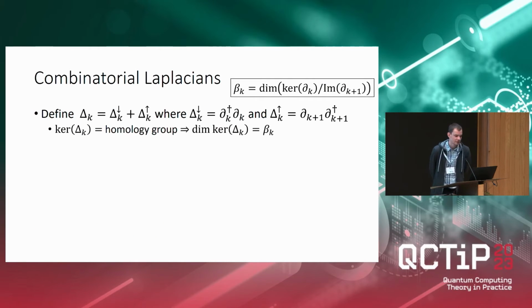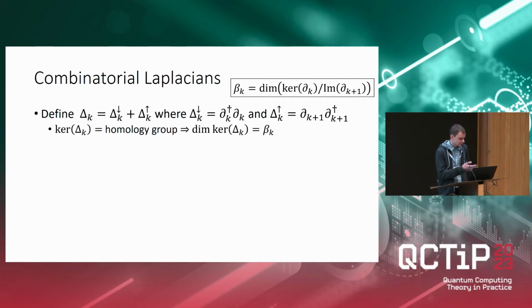Another useful and important object or operator for us is the combinatorial Laplacian that we can define this way. So we have this down operator and the up operator. The down operator is defined by the k boundary operator and the up operator by the k plus 1. And so we can see, if we look at it a little bit, that the kernel of the combinatorial Laplacian is exactly the homology group. By that, we get an equivalent definition for the Betti number, which is just the dimension of the kernel of the kth combinatorial Laplacian.